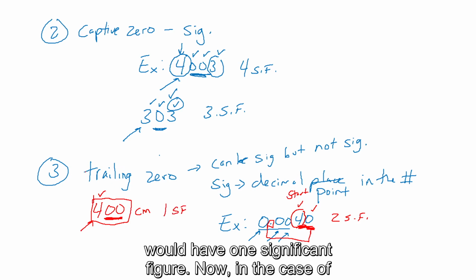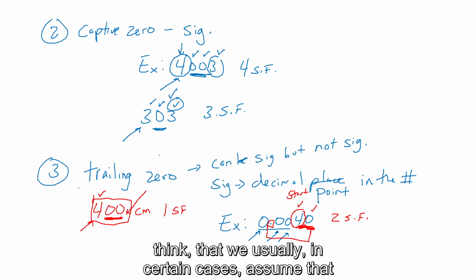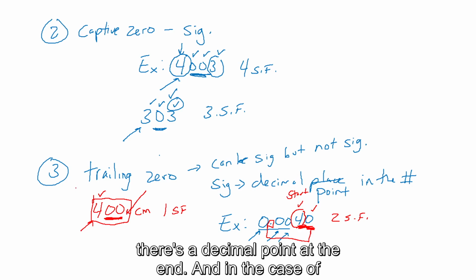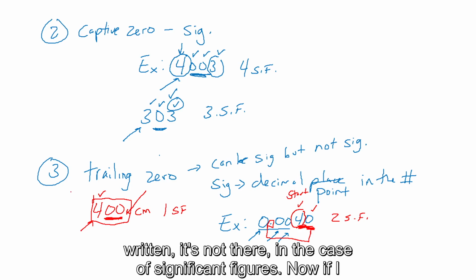Now, in the case of counting significant figures, we cannot just assume, you may be asking, don't we usually in certain cases assume that there's a decimal point at the end? And in the case of significant figures, we don't assume it. So if it's not written, it's not there in case of significant figures.